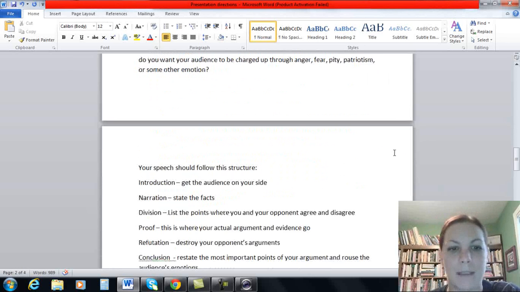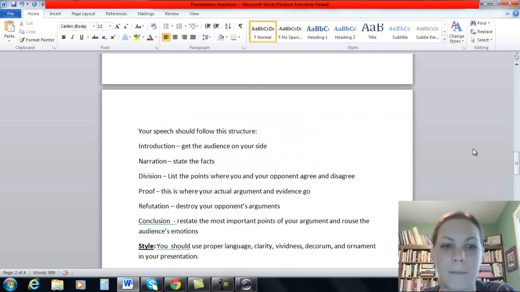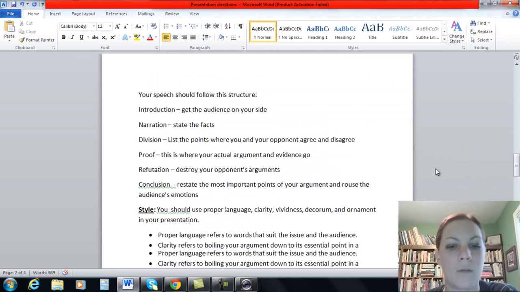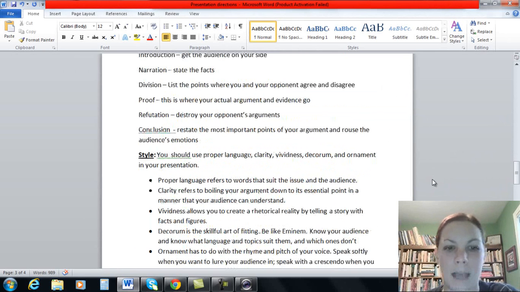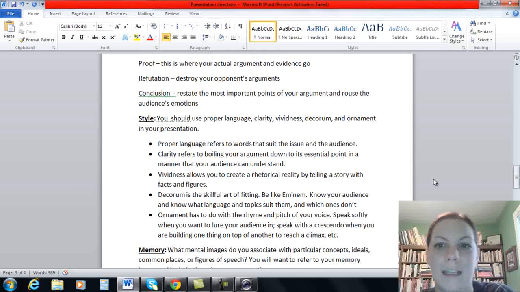Now, the meat and bones of your speech should follow the introduction, narration, division, proof, refutation, and conclusion. So you should have those components. Remember, of course, to use style, which has to do with proper language, clarity, vividness, decorum, and ornament. And of course, that all has to do with getting the audience on your side and making sure that your language is appropriate for your audience and your topic.